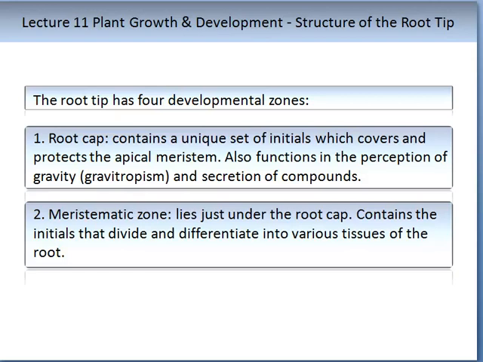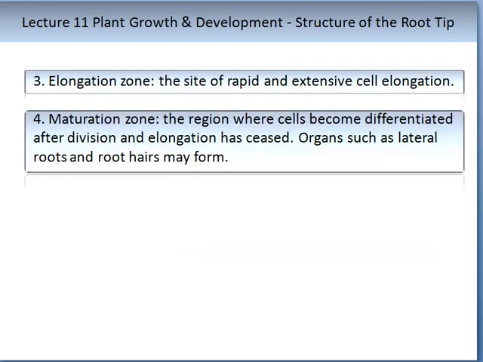In the developmental zone 2, the meristematic zone lies just under the root cap. This contains the initials that divide and differentiate into various tissues of the root structure. In the third zone lies the elongation zone. This is the site of rapid and extensive cell elongation. And finally, the maturation zone. This is the region where cells become differentiated after division and elongation has ceased. Organs such as the lateral roots and root hairs may form at this stage.